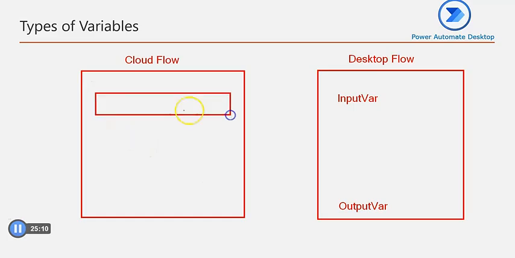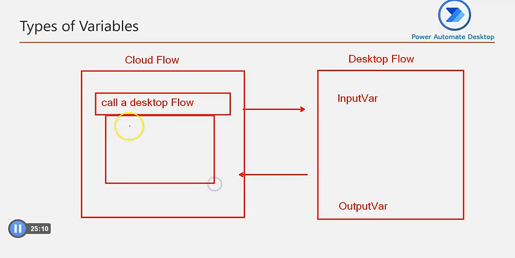Now, in the cloud flow we have a connector to call a desktop flow. This will be calling our desktop flow and returning the control back to the calling cloud flow. Because we have created an input variable over here, as soon as you pull that drop down where it shows the list of flows, it will give a list of input variables at first, meaning that the input variable of the desktop flow will be shown in the cloud flow to be populated.